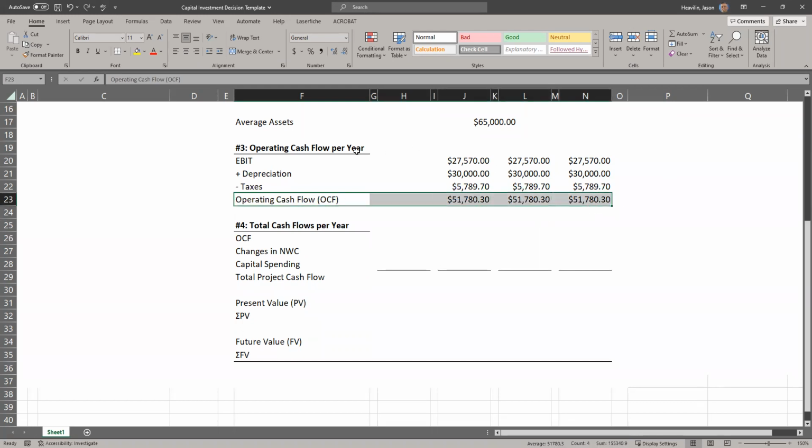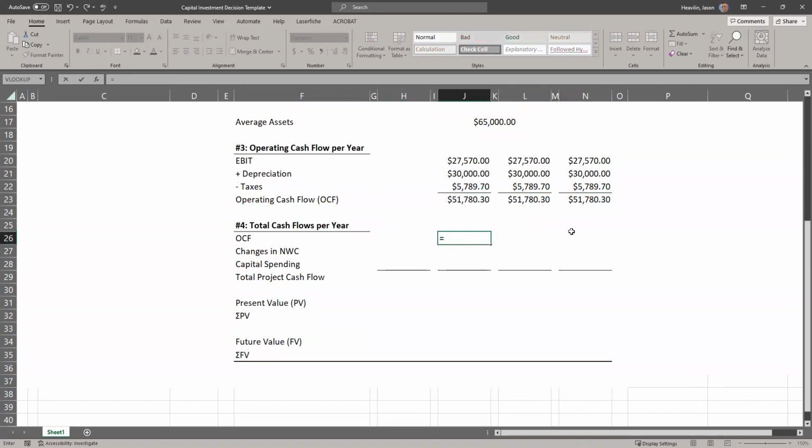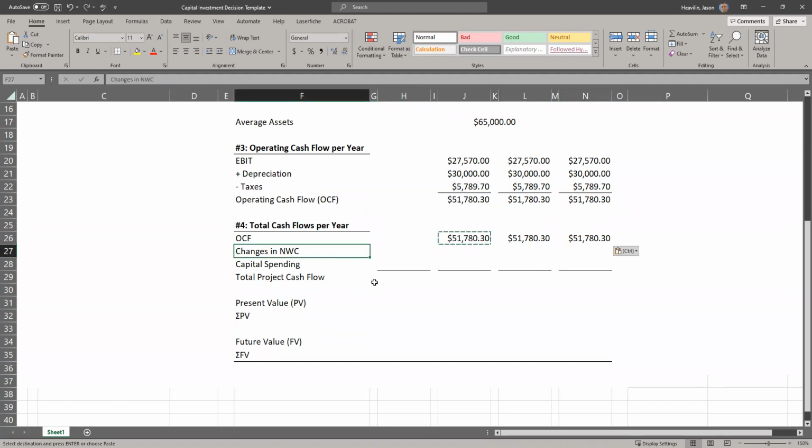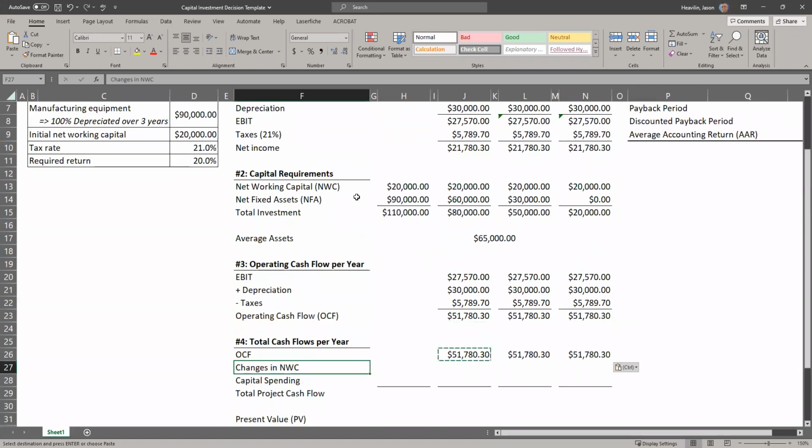These are the operating cash flows we calculated in our previous video. So we have that information for every year. Now let's talk about changes in net working capital. Now notice that it says changes in net working capital, not the actual net working capital required. This part is just asking for the net working capital cash flow direction, for example.